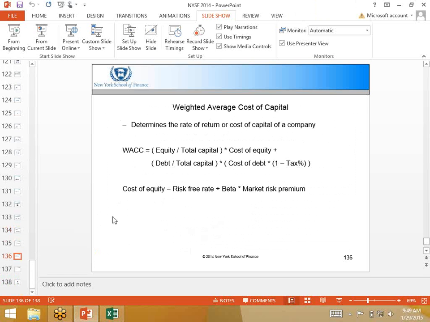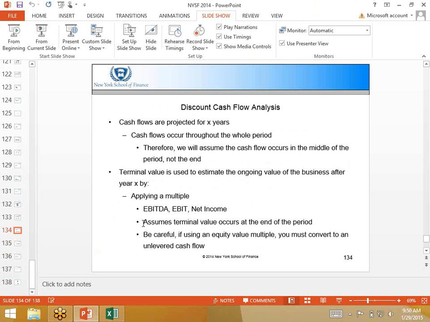So I'll start with the multiple method. The multiple method is taking the last year's underlying metric. If we decide to use the EBITDA multiple, we'll use the EBITDA. If we decide to use EBIT multiple, we'll use EBIT. Most of the time, we just use the EBITDA multiple. We'll take that last projected year's EBITDA and multiply it by the multiple. The multiple times the EBITDA will give us a value of the business. And the implication is that's the expected value of the business at that point in time.